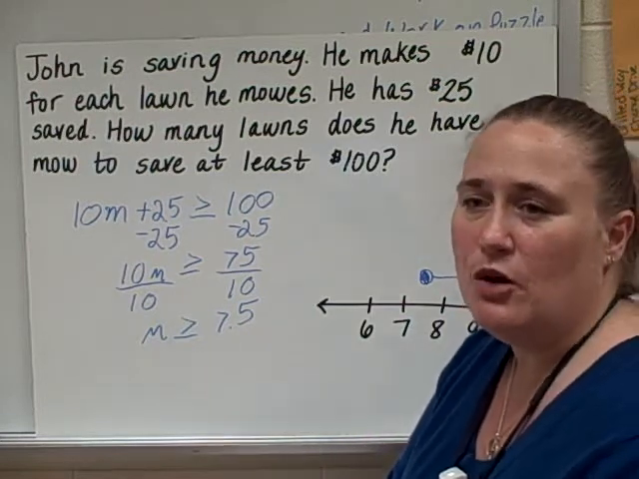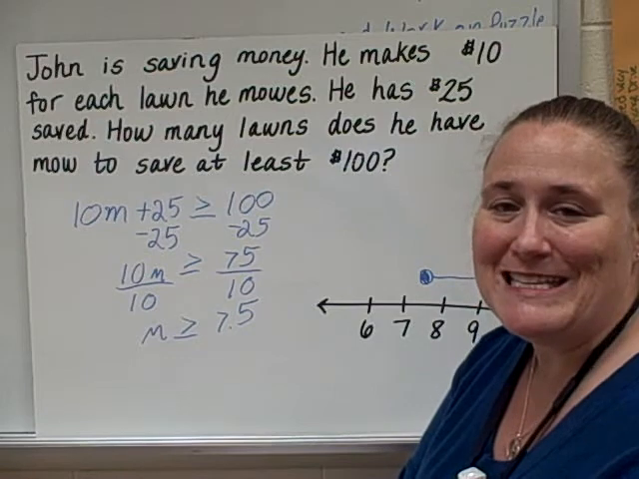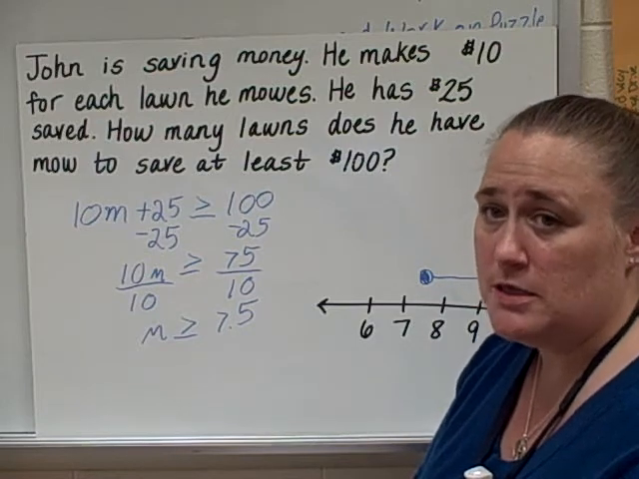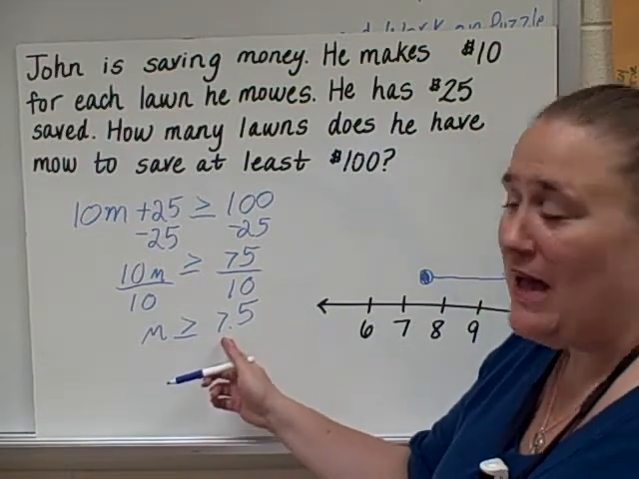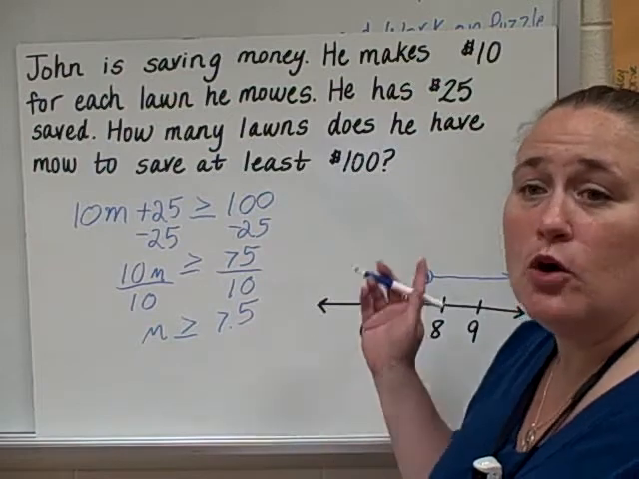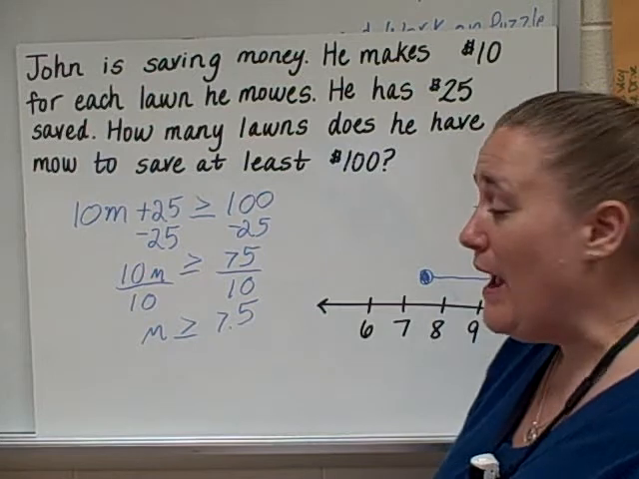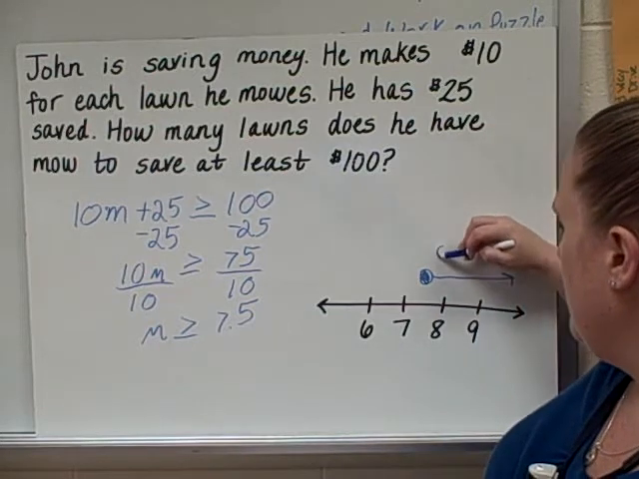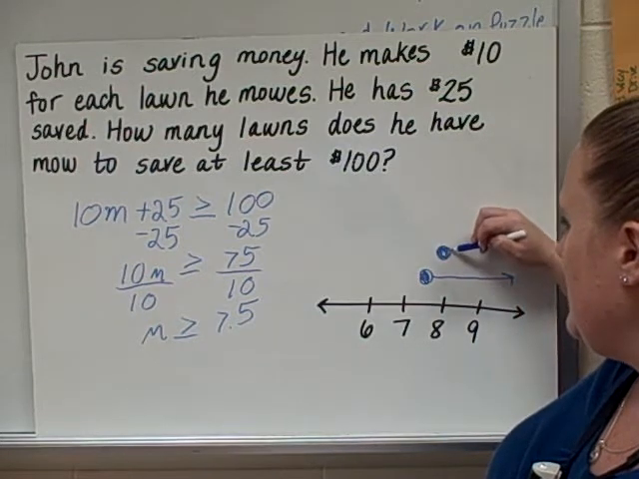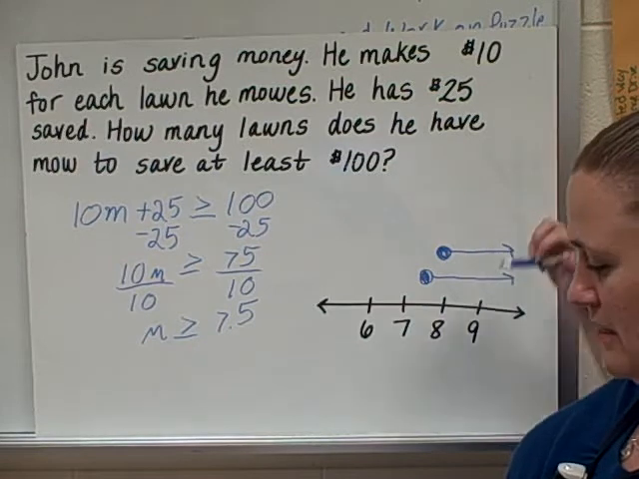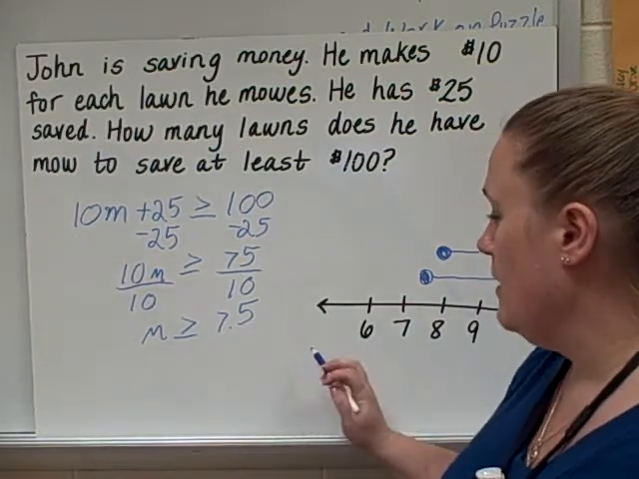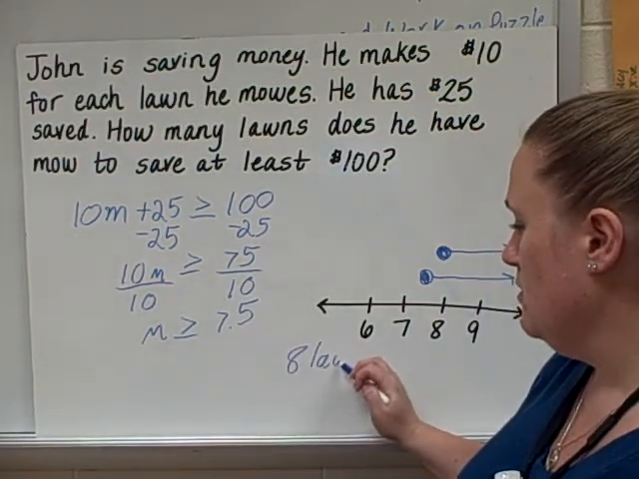But we know that we need to mow at least 8 lawns because we can't mow half a lawn. So in a word problem like this, if you were asked to pick the graph, you would need to pick the one that says 8 with your line this way, or 8 lawns.